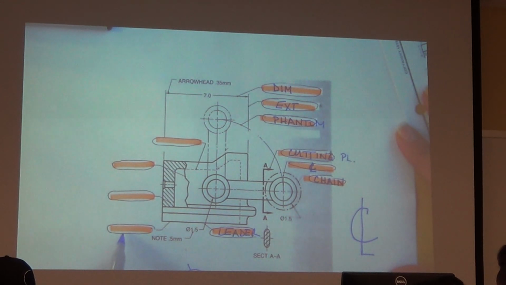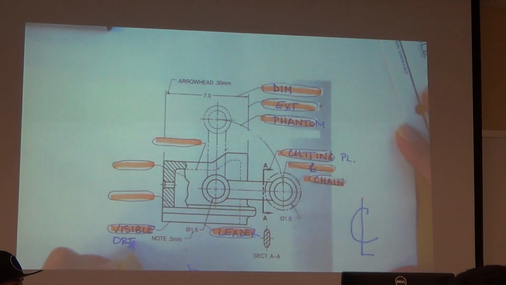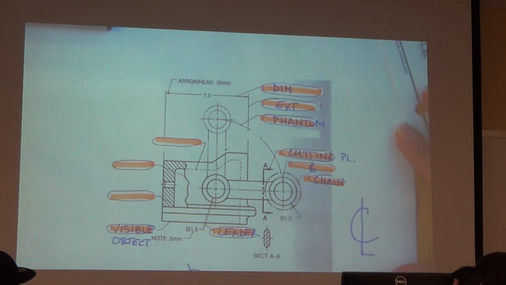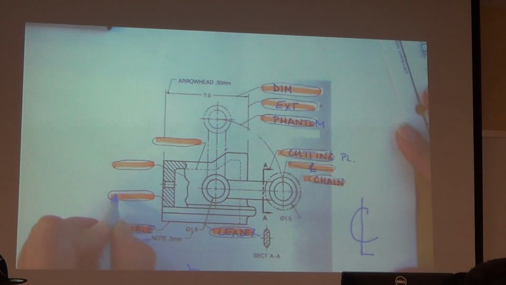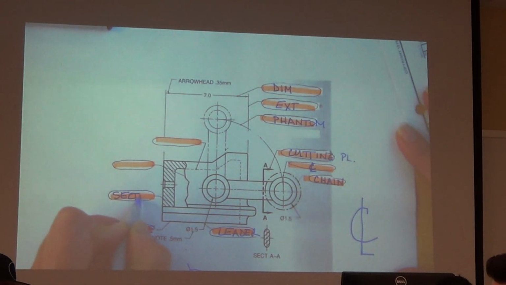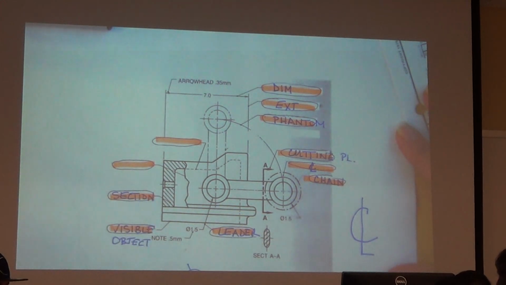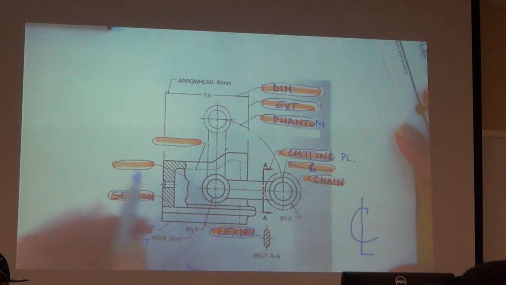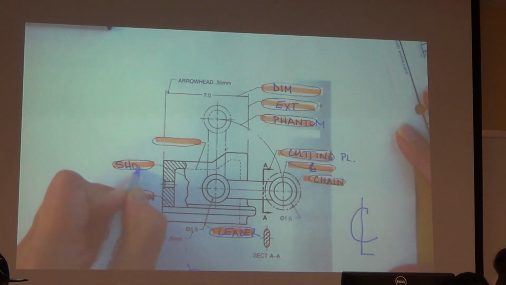Edwin, what's this one? Either visible or object line. Right, a visible or an object line. Joanne, what's the difference between those two? They're the same, they're just synonyms. Okay, synonyms. Nana, you want to do the next one? Section. Yes, excellent. Miles, what about this one? Short break? Right, short break line.